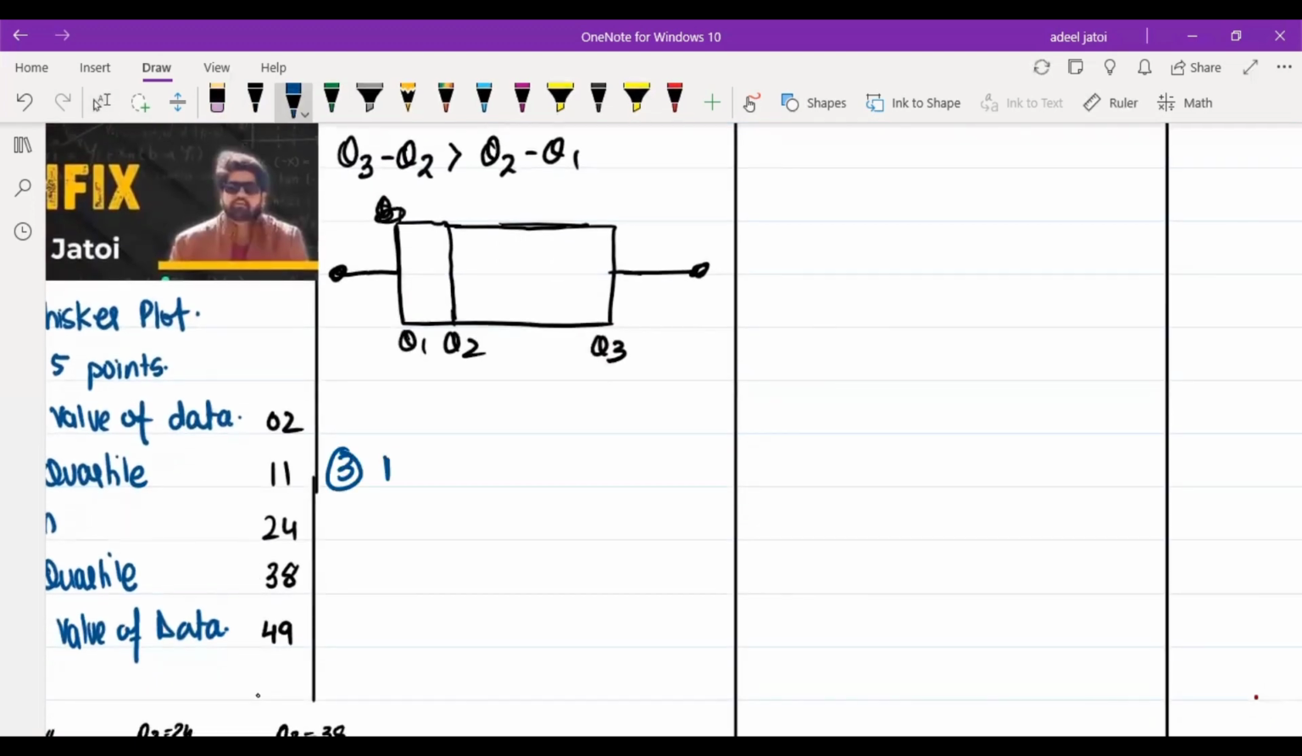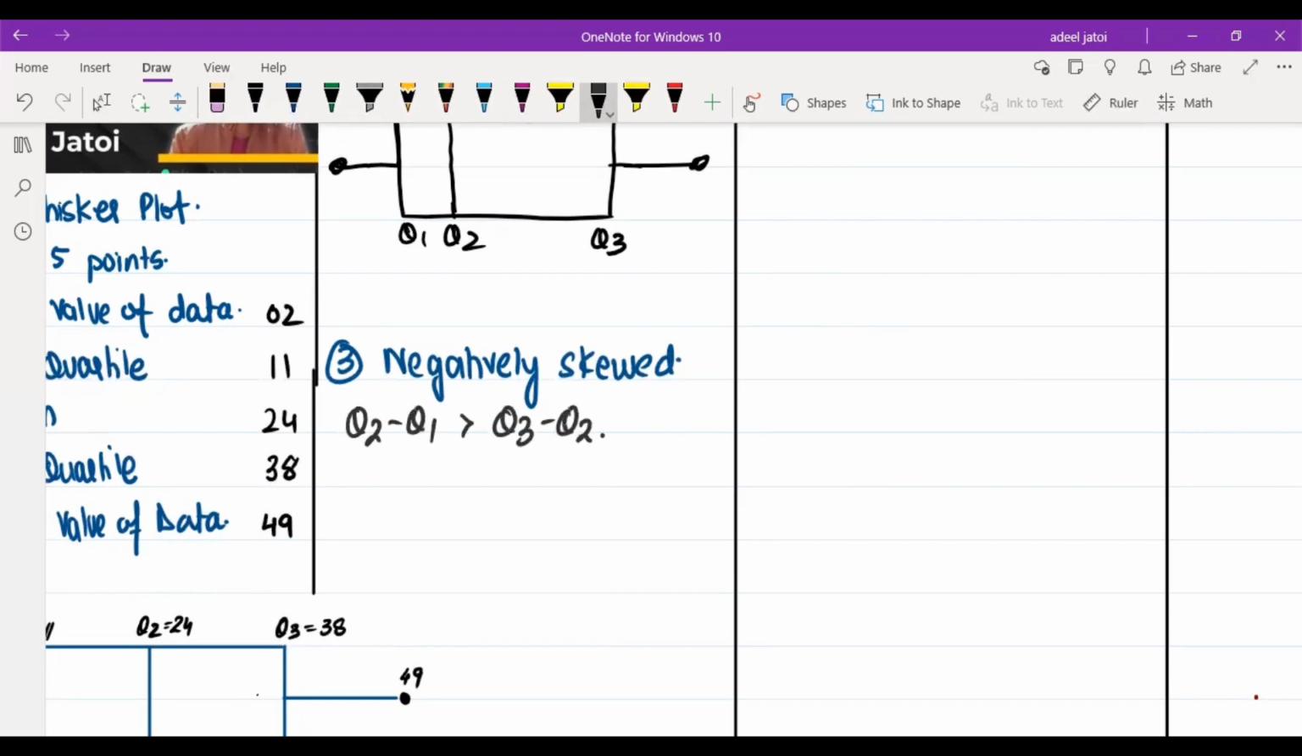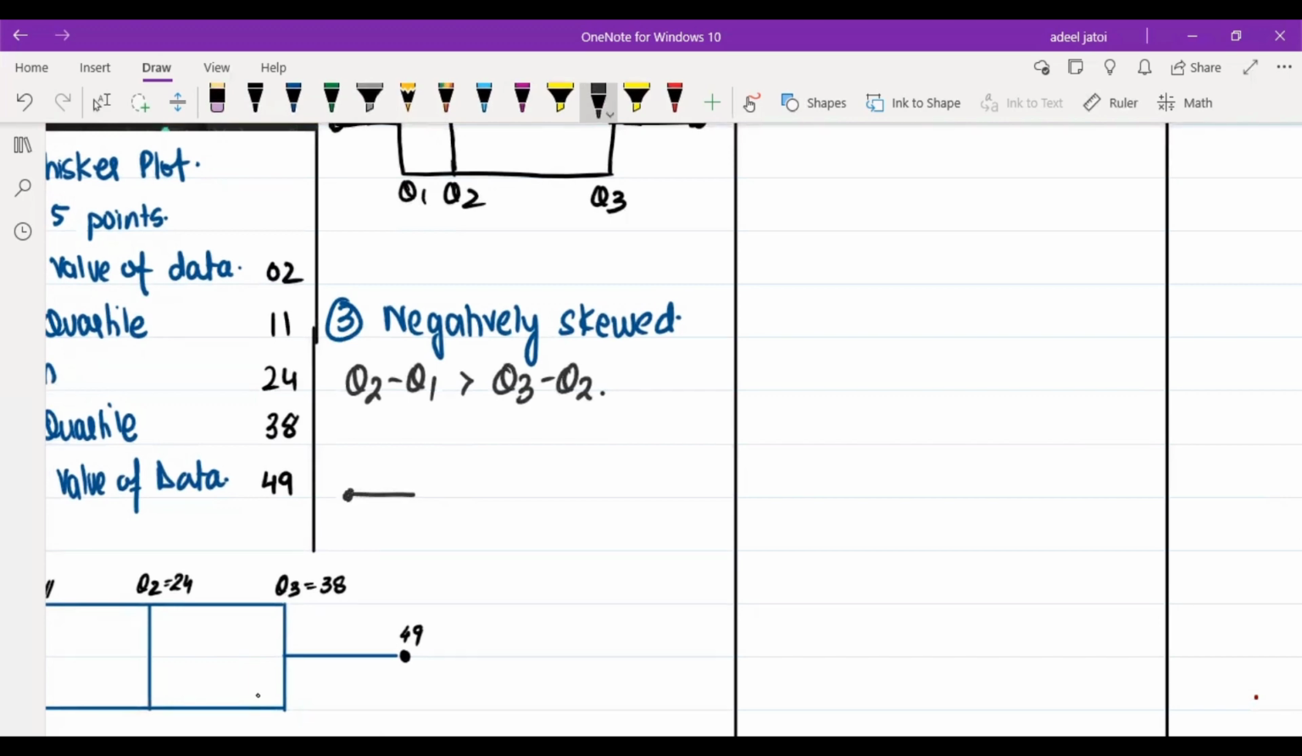Similarly, the third type is negatively skewed. Negatively skewed will be when Q2 minus Q1 is greater than Q3 minus Q2, which means if we have a Box and Whisker, the plotting is on the right-hand side. That means the left-hand side is greater than the right-hand side. So this will be your negatively skewed.